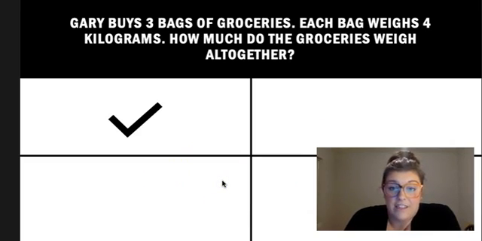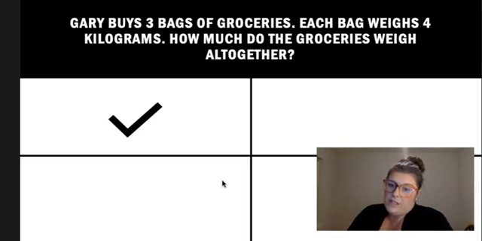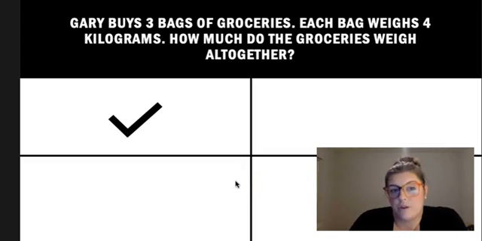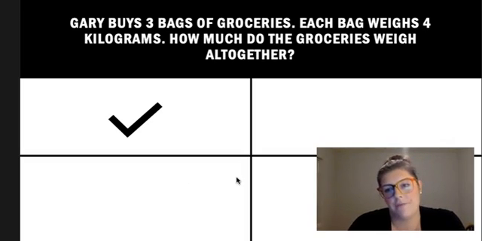All right, friends, I'm going to go ahead and solve this problem. If you aren't quite done, please pause the video and give yourself some more time. All right, so this problem is referring to equal groups. So there's 3 bags of groceries and each one weighs 4 kilograms. We could add all 3 bags together, but we've learned a faster way. So we'll think about that in just a minute.